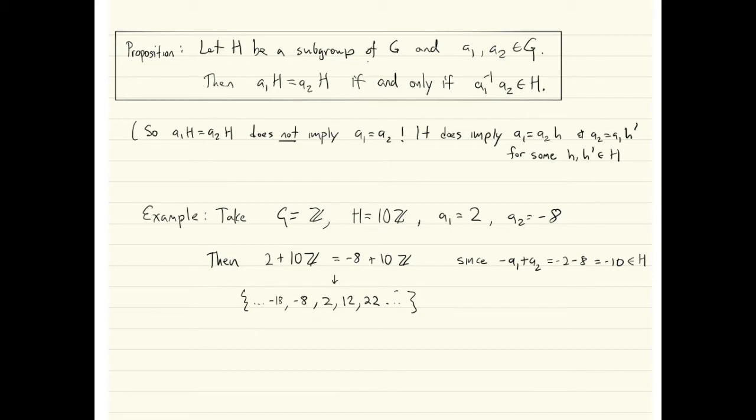And then, as an illustration of this condition here, again, we're using additive notation, and so this multiplication and this inverse turn into addition and subtraction. Also, A1 times H corresponds to A1 plus H down here. Okay, and then we check that A1 inverse A2, or in this case, negative A1 plus A2, turns out to be negative 10, which is an element of H, thus illustrating this condition here.